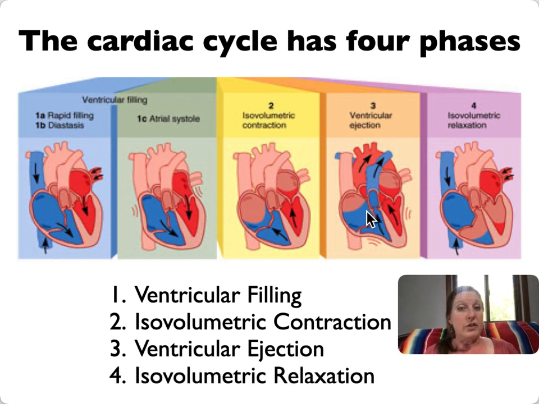After the ventricles finish contracting and begin relaxing, we go into the last phase of the cardiac cycle, which is isovolumetric relaxation. So here, the ventricles are relaxing, but the volume of blood in the ventricles is not changing. In other words, it hasn't gotten low enough to be filled again yet. When the pressure in the ventricles is low enough, then we're going to move back into ventricular filling.